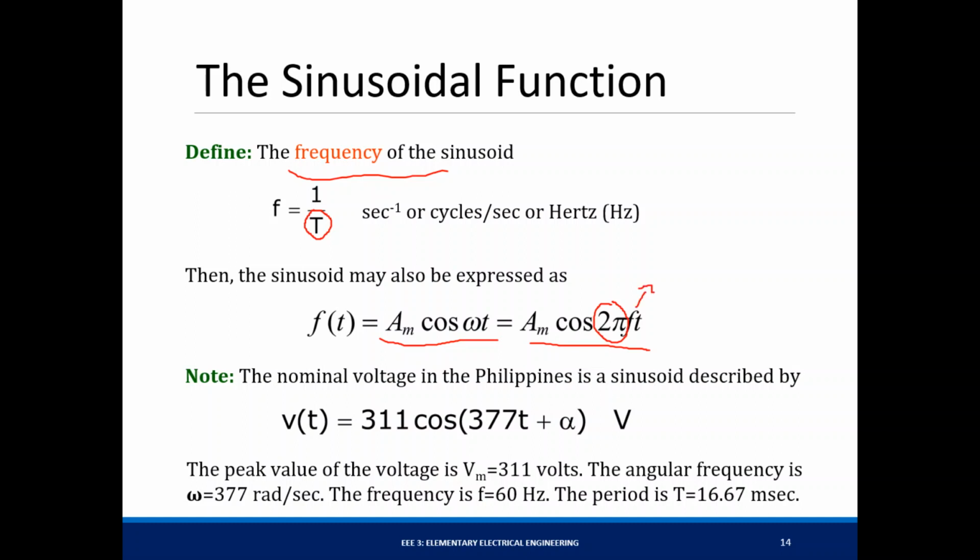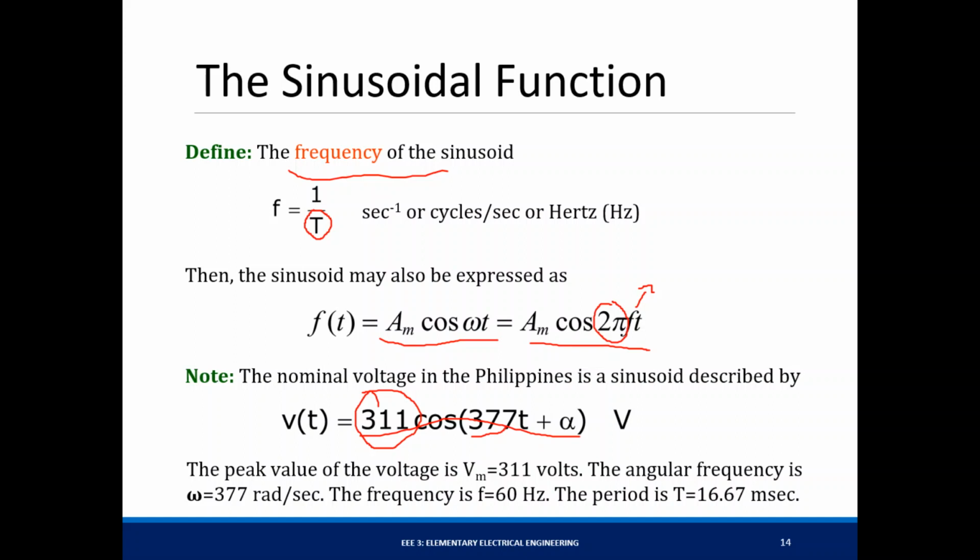In the Philippines, the nominal voltage is described by this expression right here. The amplitude of the sinusoid on your outlets is 311 volts, and the angular frequency is 377 radians per second. Or if you convert it to frequency, you get 60 hertz.